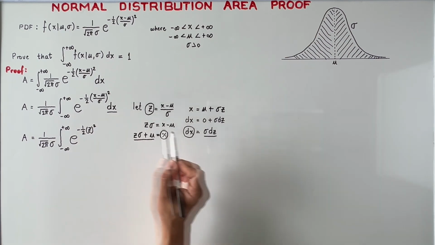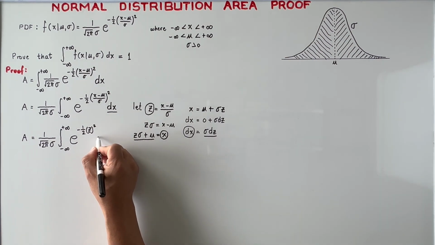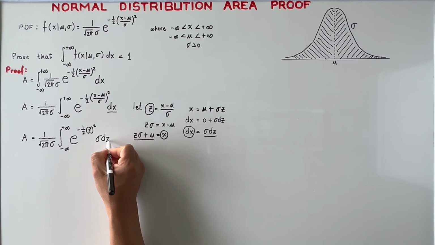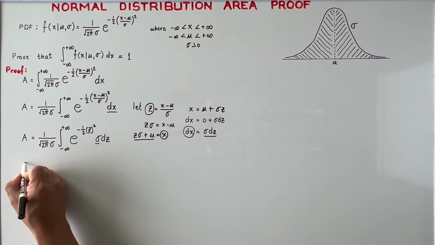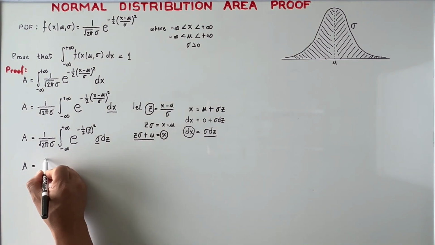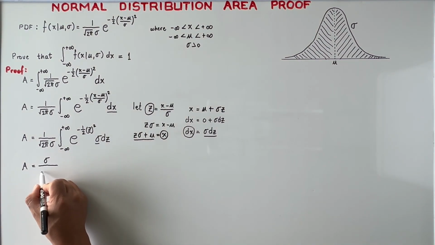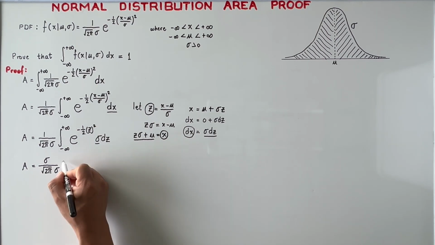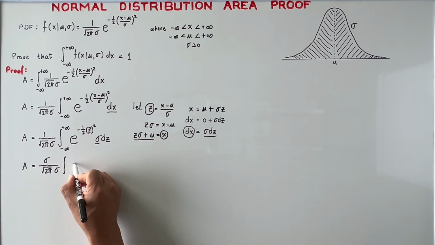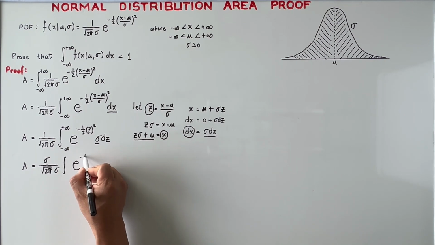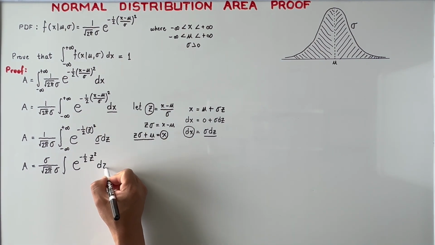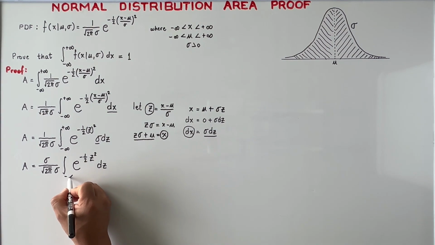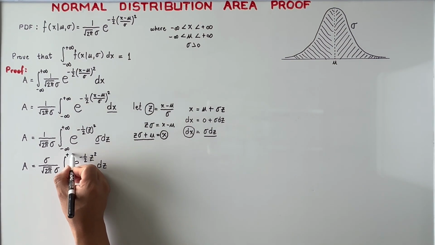And our dx will be substituted by this one, which is sigma dz here. So if you're going to factor out this constant sigma outside the integral symbol, we have sigma all over the square root of 2 pi times the standard deviation sigma, multiplied by the integral of e to the power negative 1/2 of z squared dz, integrating from negative infinity to positive infinity.